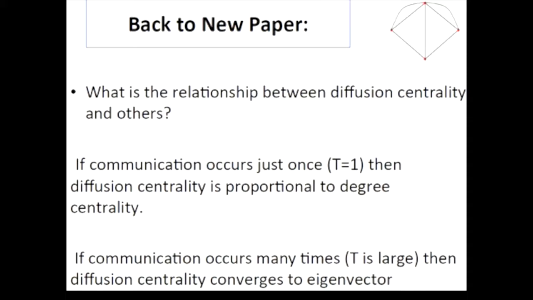So now back to the new paper. I'm flipping back and forth between the empirics and stuff. So I'll tell you some results about this measure. What's the relationship between diffusion centrality and these other measures?